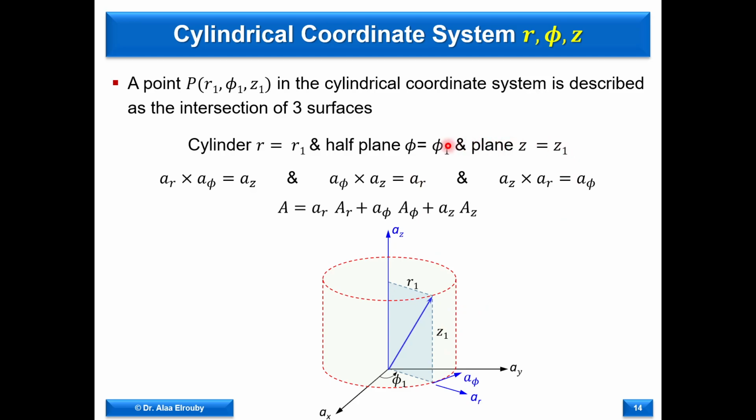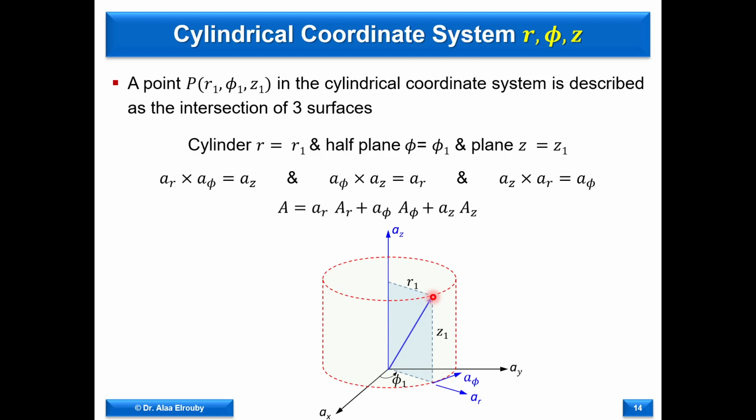The third one is similar to the Cartesian coordinate system. z equals z1 is a plane that is parallel to the xy plane and elevated by z1 units. So the intersection between these three surfaces is the point B in the cylindrical coordinate system.